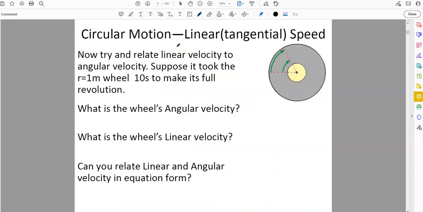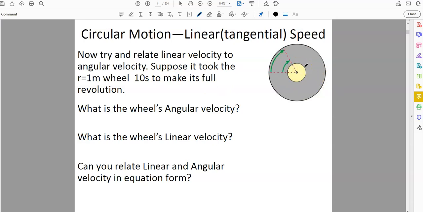All right, let's talk about the relationship between tangential or linear speed, and also angular speed or angular velocity. All right, so here we go. We've got our 1 meter wheel, and this time it's going to make one full revolution in 10 seconds.